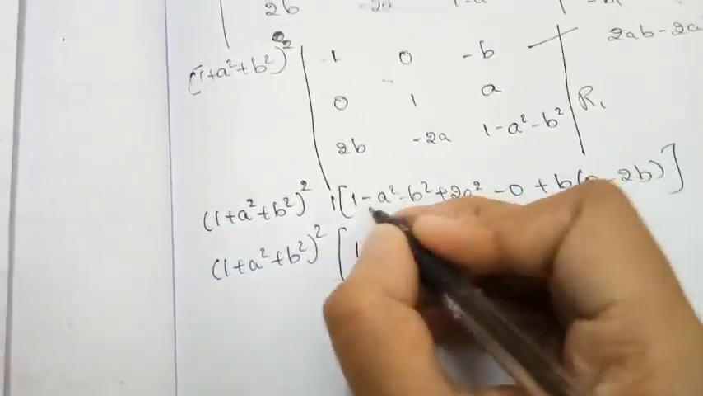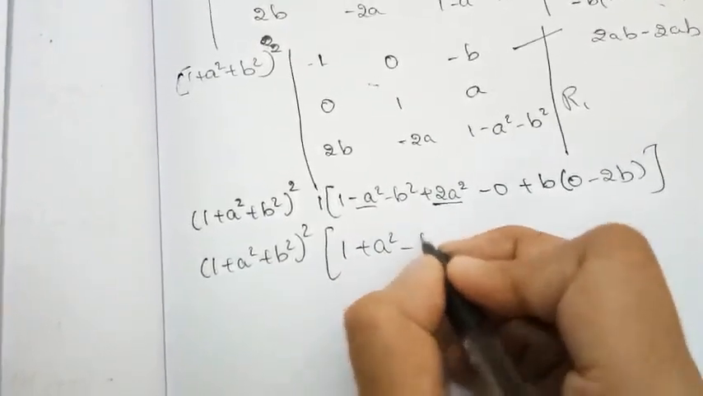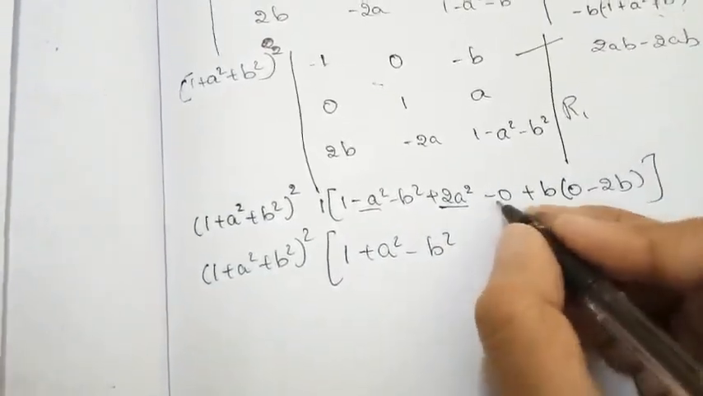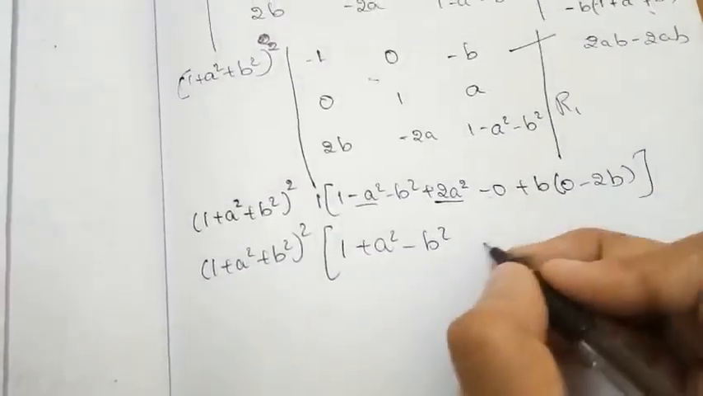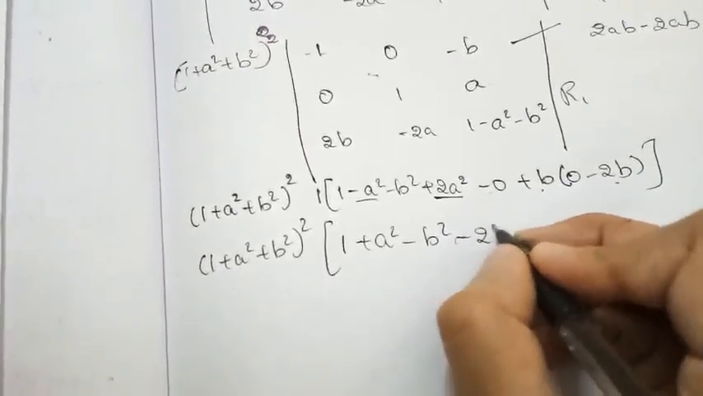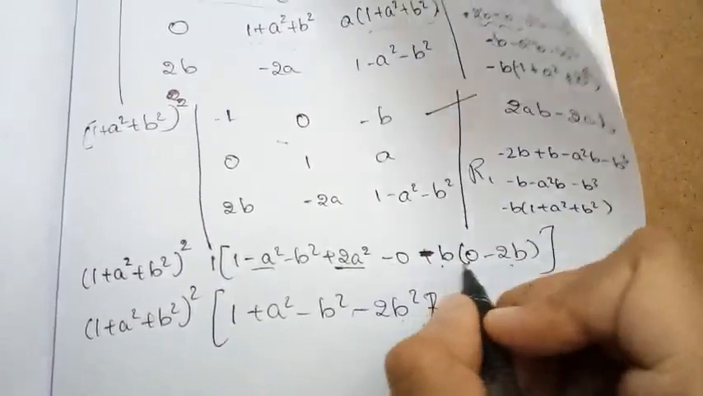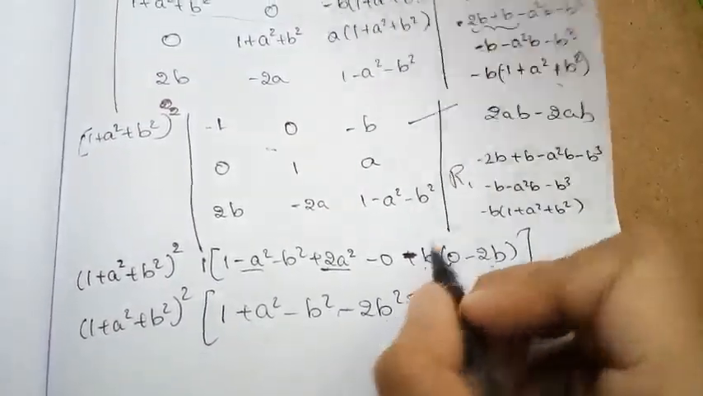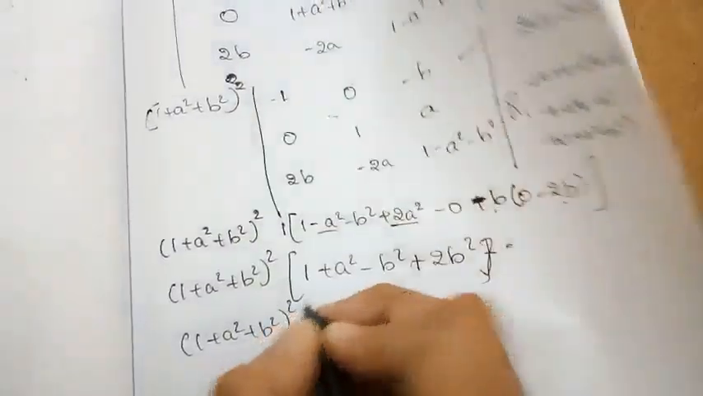2a square minus a square becomes what? Plus a square minus b square. Here what happens? Minus 0, b into 0 is 0, minus into this becomes minus 2b. So I made a mistake here, it was minus b 0 minus 2b, minus into minus plus 2b square. It happens, it is nothing but 1 plus a square plus b square whole square.